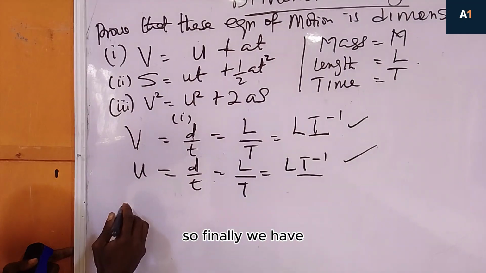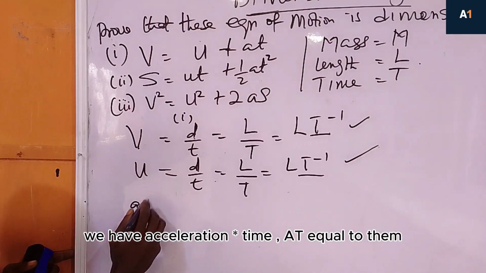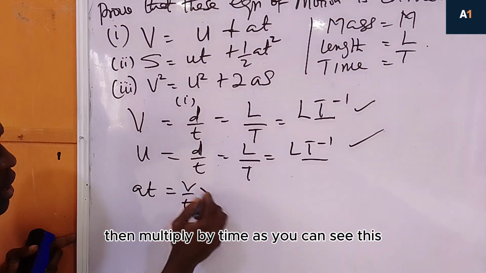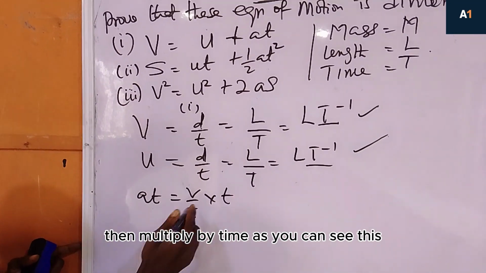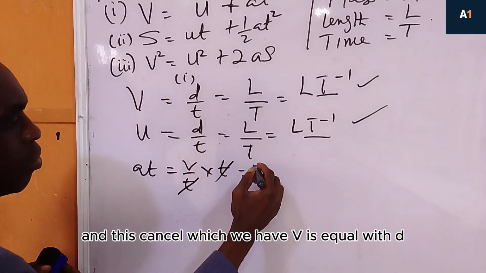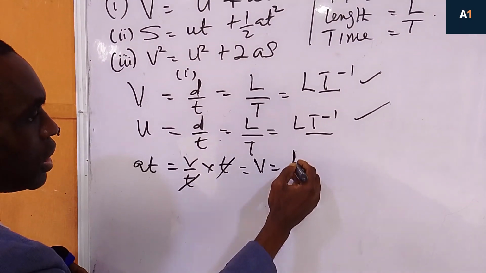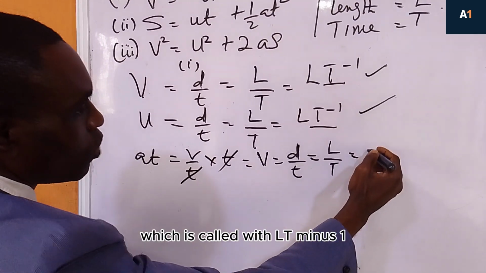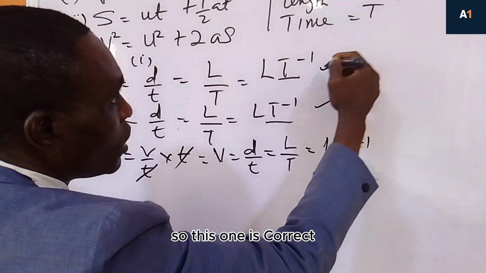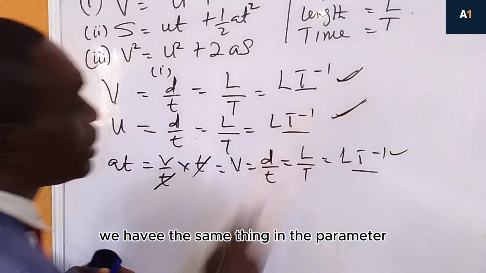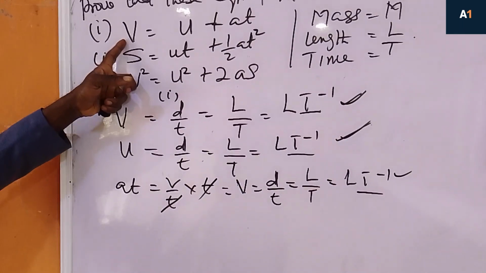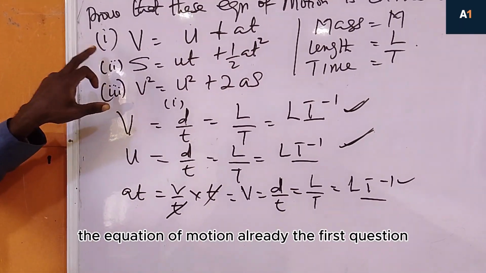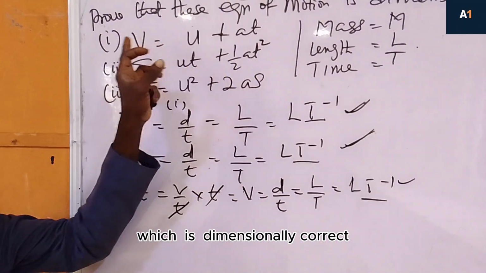Finally, we have acceleration times time, at. What is acceleration? Acceleration is velocity over time, then multiplied by time. As you can see, the times cancel, and we have velocity, which is displacement over time, so L over T, which is equal to LT^-1. So this one is correct, this one is correct. We have the same thing in the parameters, showing that the first equation of motion is dimensionally correct.